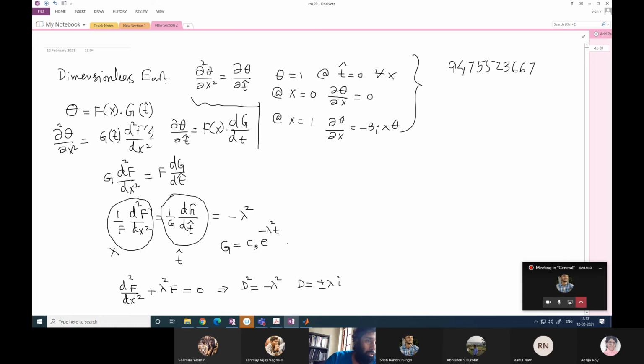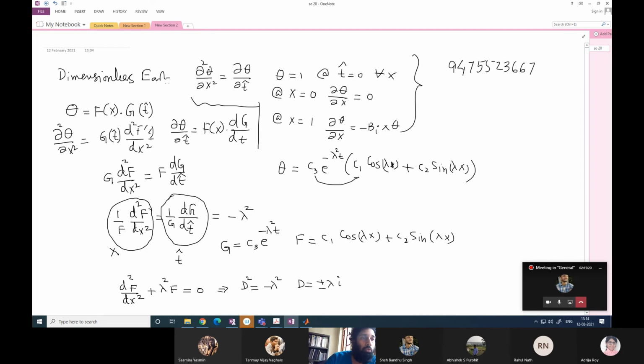So we get the sine cos solution. So f equals to c1 cos lambda x plus c2 sine lambda x. So our solution theta equals to c3 e to the power minus lambda square t, c1 cos lambda x plus c2 sine lambda x.